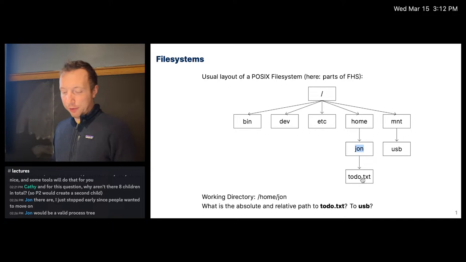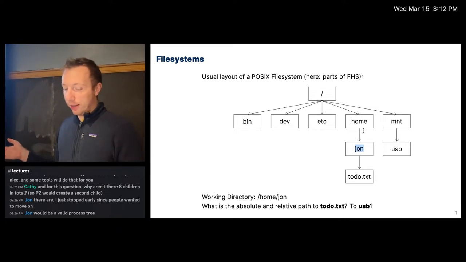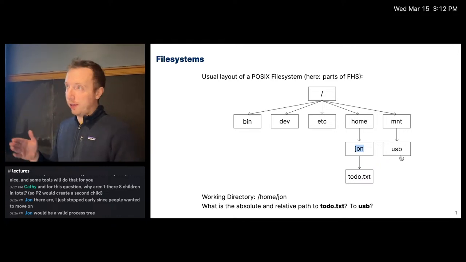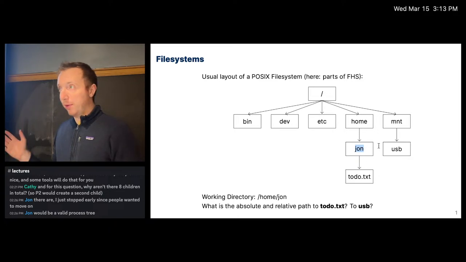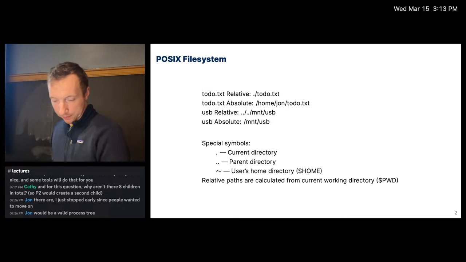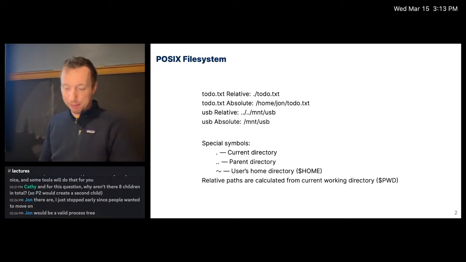And then similarly for USB, if you did the relative one, you would have to start at John. If that's your working directory, you do dot dot to get to home, which would be up one directory, then dot dot to get to root, then mount USB. So the relative path would be dot dot slash dot dot slash mount USB. And then the absolute path would be root mount USB, and that's it. So here are the answers to that. Hopefully that is not terribly surprising.